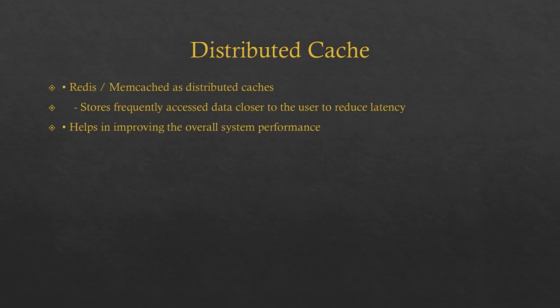To enhance performance, distributed caching solutions like Redis and Memcached can be employed. These caches store frequently accessed data closer to the user, thus reducing latency and improving response times for critical data requests.